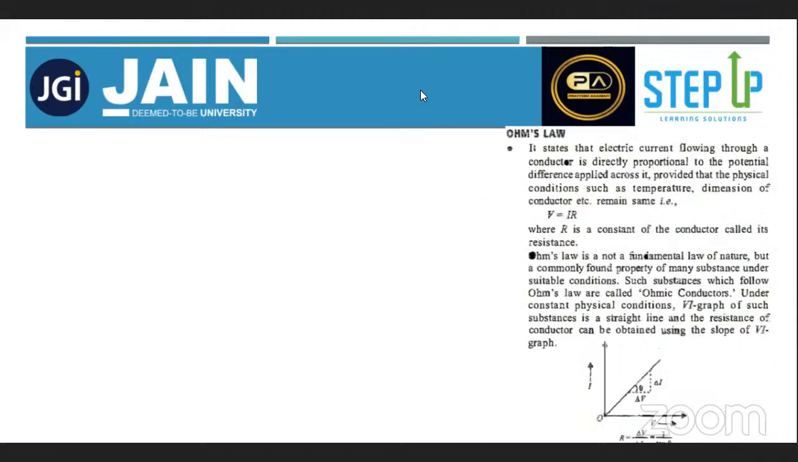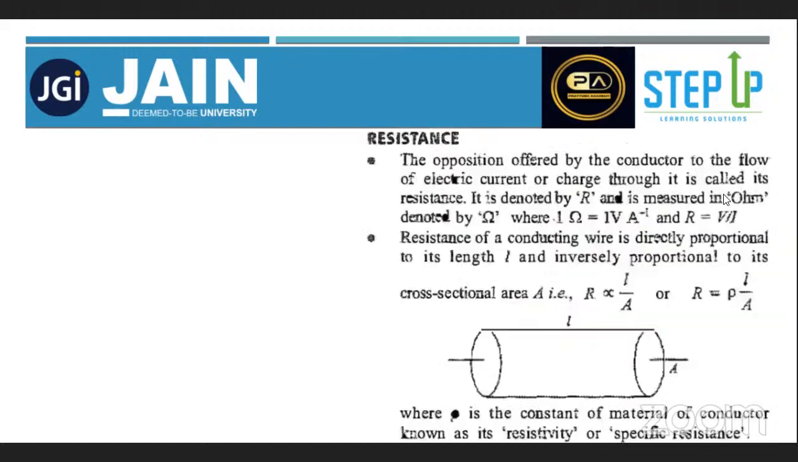Ohm's law, V is equal to IR, you know this. If some object follows Ohm's law, it is an ohmic conductor. If it does not, it is a non-ohmic conductor. Keeping the temperature constant, in that case V is equal to IR. The slope of the V versus I graph will give you the resistance.